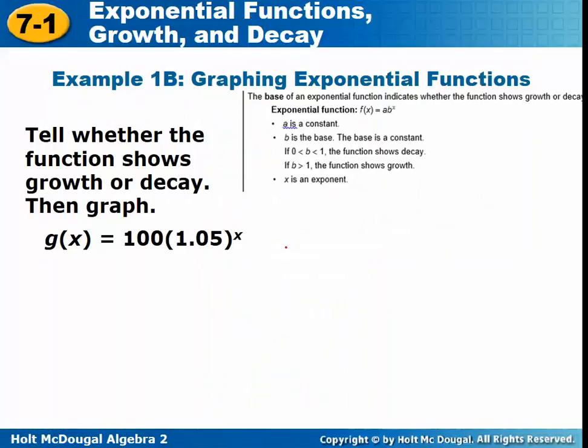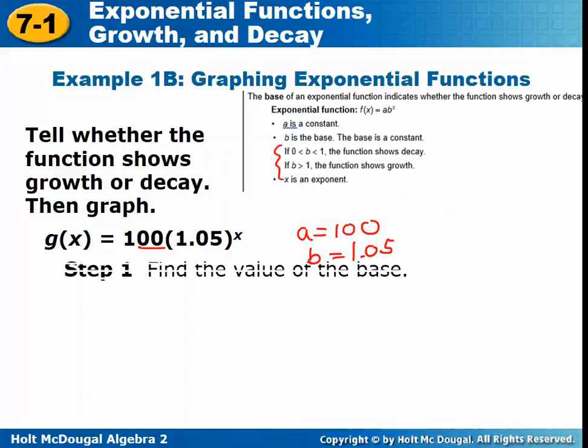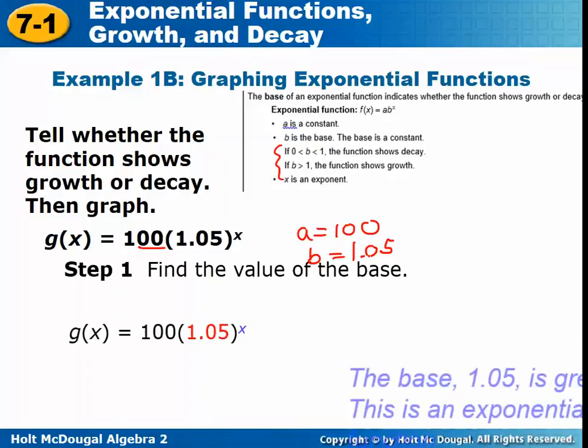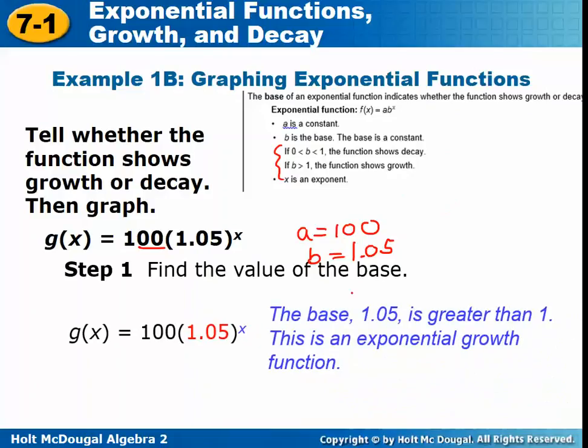Okay, here's another example. You have to say whether it shows growth or decay and then graph. So in this case, a would be 100. That's the constant right in front. B is the one that's being raised to the exponent. And b, remember, is the one that you have to look at in order to tell if it's decay or growth. In this case, since 1.05 is greater than 1, this is an exponential growth function.